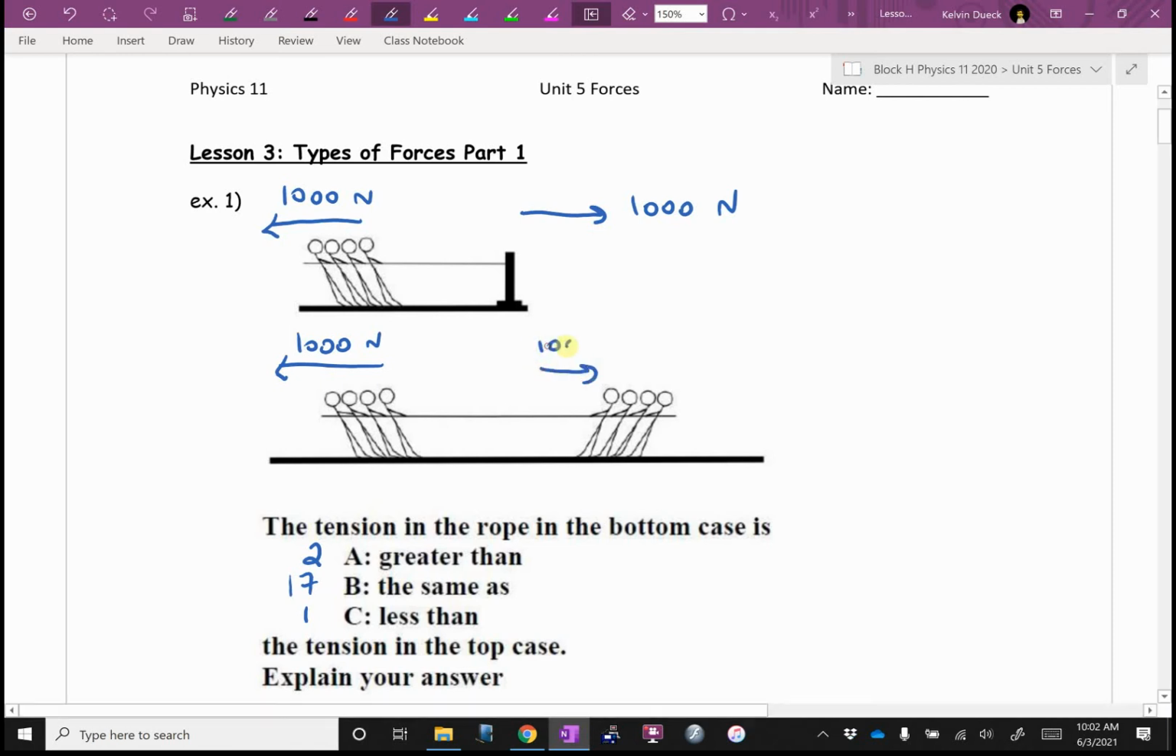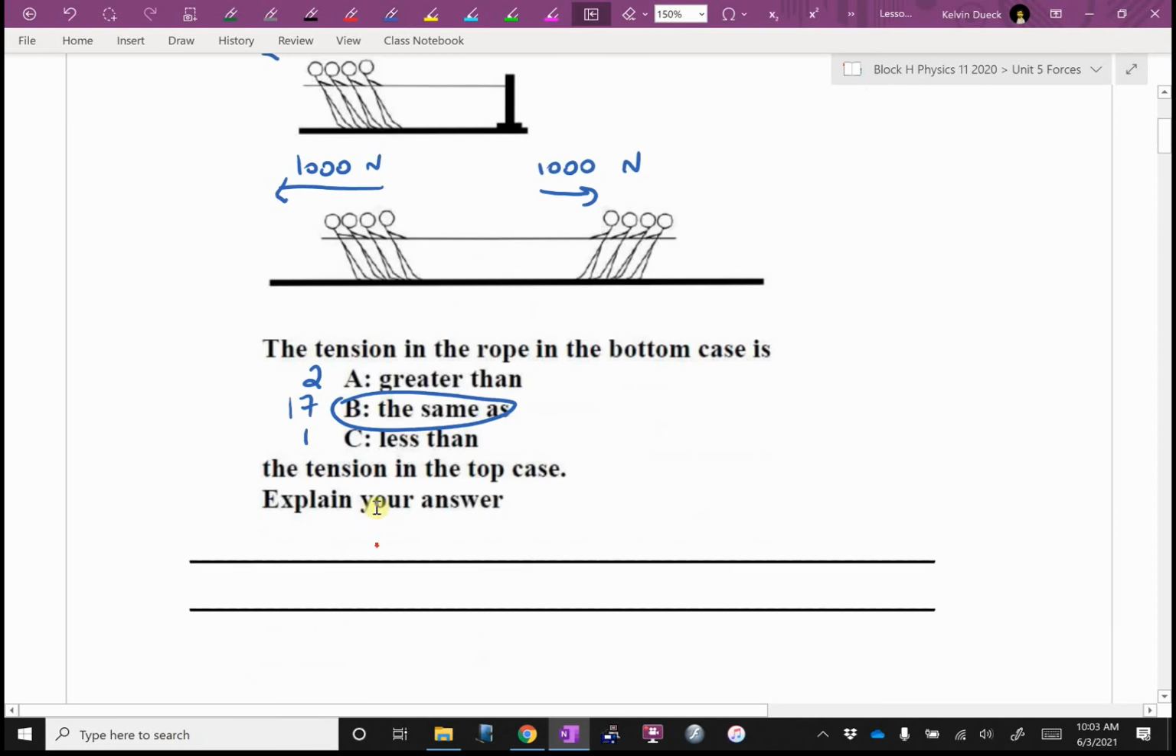And Jaden, can you see if I remove the picture, the diagrams are identical. It's the same physics going on here. In one situation, it's an inanimate object. In another situation, it's the people. Now, that second one, twice as many people, looks like it should be twice the tension. No. It's the same. So explain your answer. How did we explain that?